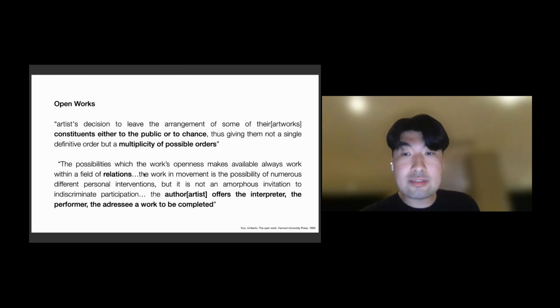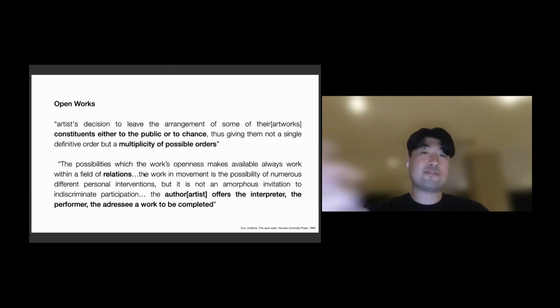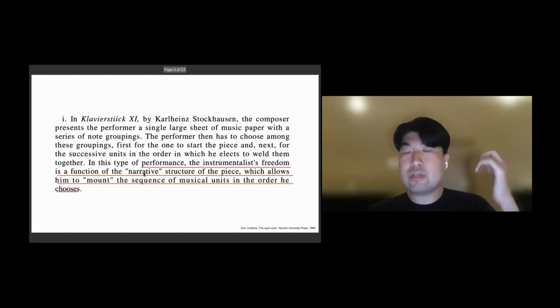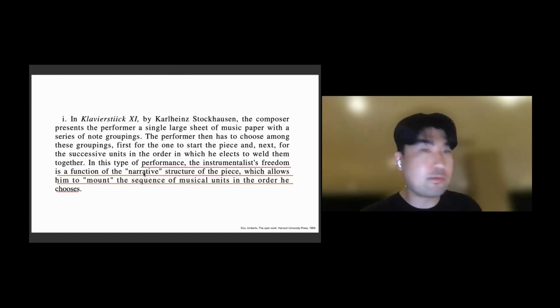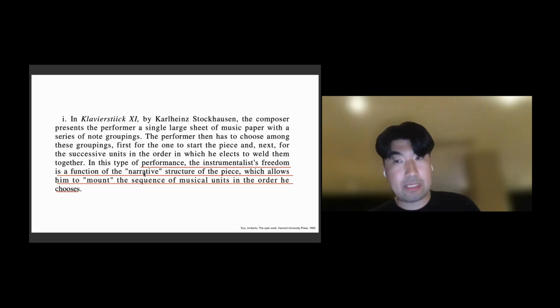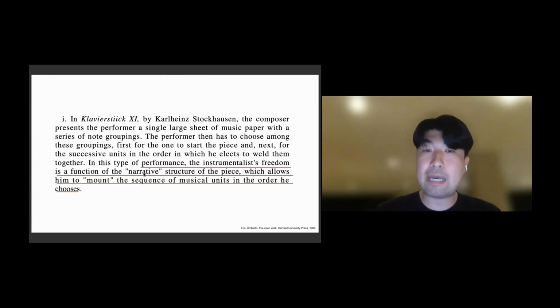The author or the artist offers the interpreter, the performer, an addressee, a framework for the work to be completed. According to Eco, one example of an open work is a composition by Stockhausen, in which the instrumentalist's freedom is a function of the structure of the piece, which allows the performer to mount the sequence of musical units in the order they choose.